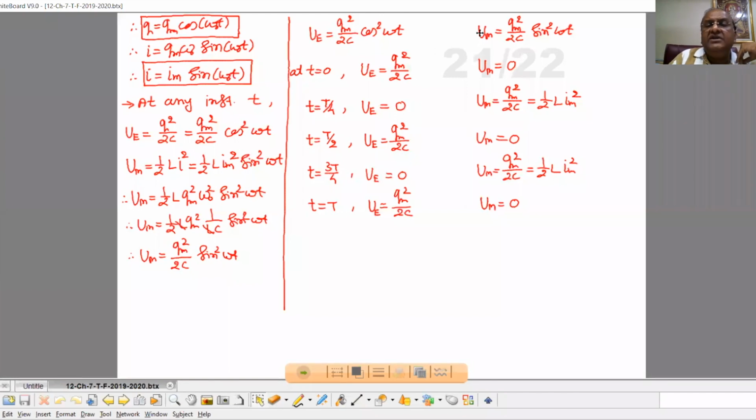So now at any instant, the total energy is Ue plus Um. If we take the summation of these two, then Qm squared by 2C is common. So into the bracket, cos squared omega t plus sin squared omega t, but that is equal to 1. And therefore, the total energy is Qm squared by 2C, and that is constant. Clear to all of you? So that particular example 7.11 is discussed with this theory of LC oscillations.